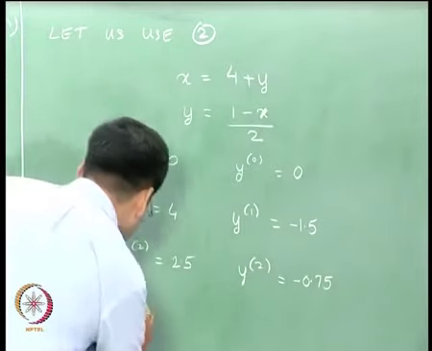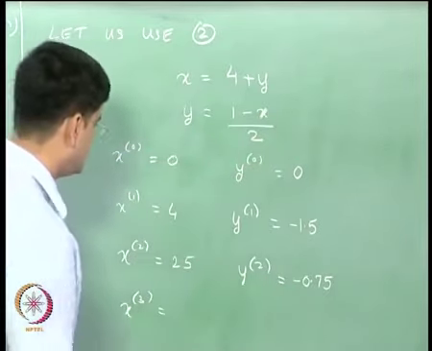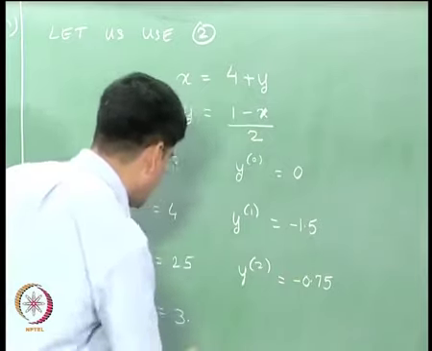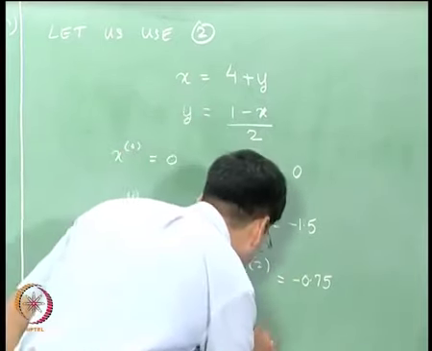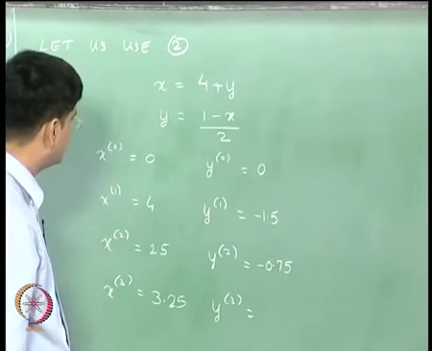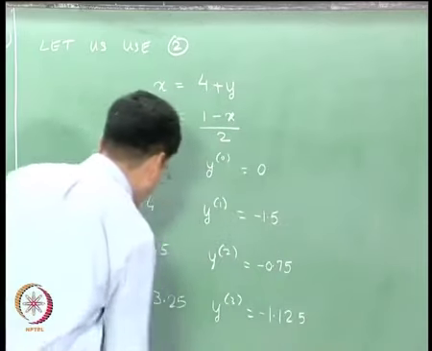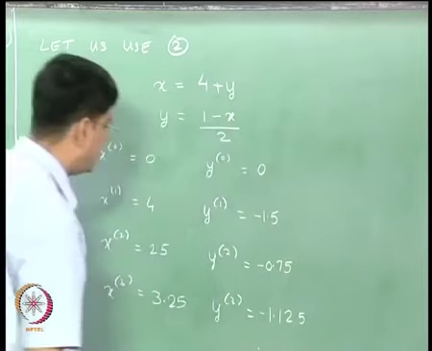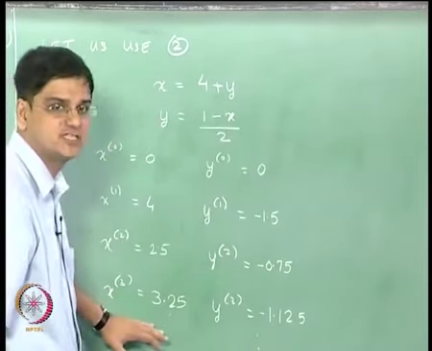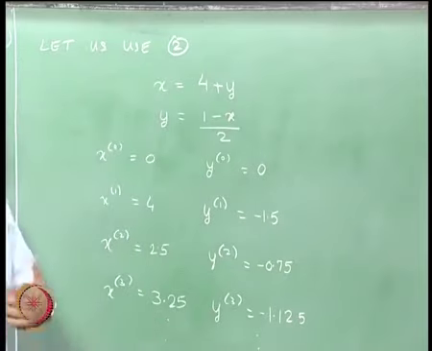x3, we continue this, we substitute y2 into this equation, that is 4 minus 0.75, we will end up getting this as 3.25, and y3 is going to be 1 minus 3.25, that is minus 2.25 divided by 2, that is minus 1.125, and we continue doing this for a long enough time, and we will get our solution of xn equal to 3 and yn equal to minus 1, where n we choose as large enough such that the results that we get we say are converged. So, what is the stopping criteria that we are going to use?